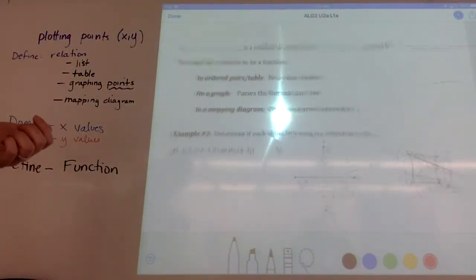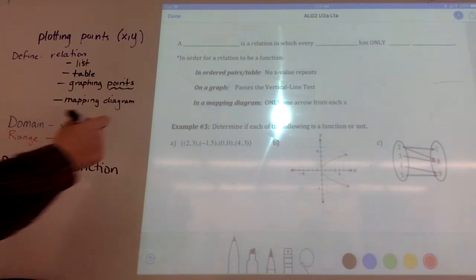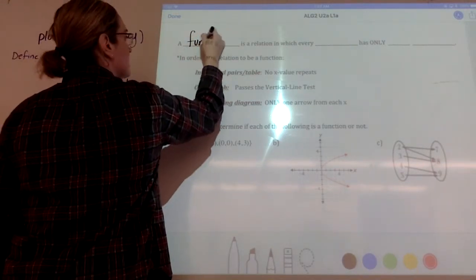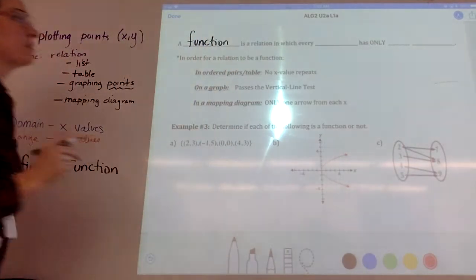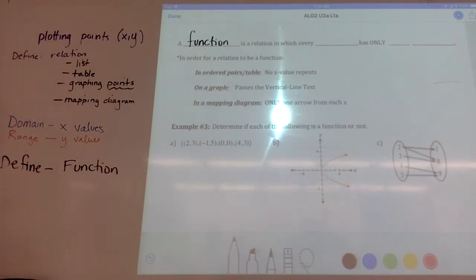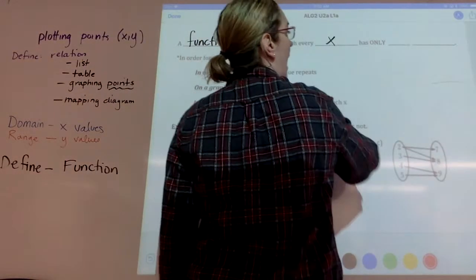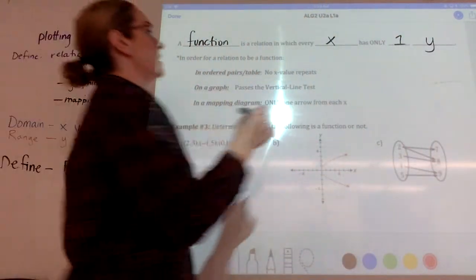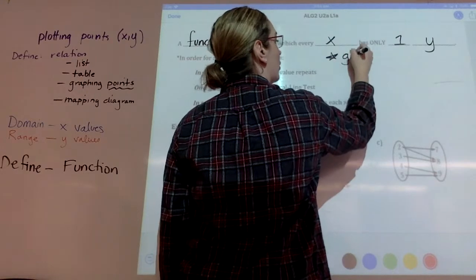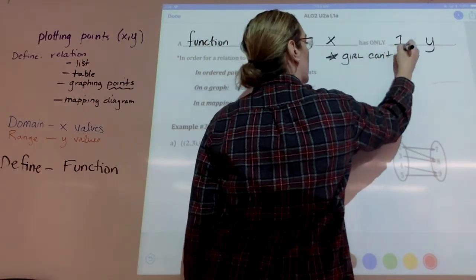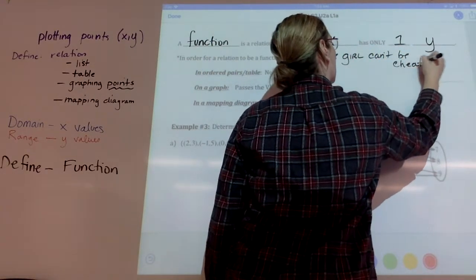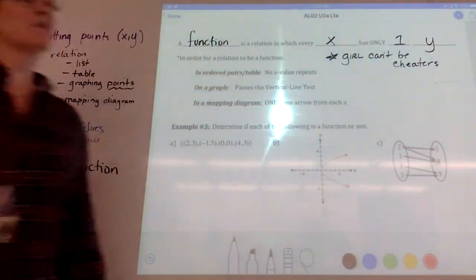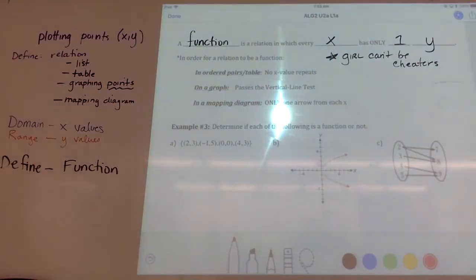We're going to move down here to our definition. Okay, a function, F-U-N-C-T-I-O-N. A function is a relationship in which every x has only one y. Which means, put a little star here, girls can't be cheaters. Please, if your parents or somebody ever sees this, and aunts, whoever, explain the whole thing. I'm not being sexist. Trust me.